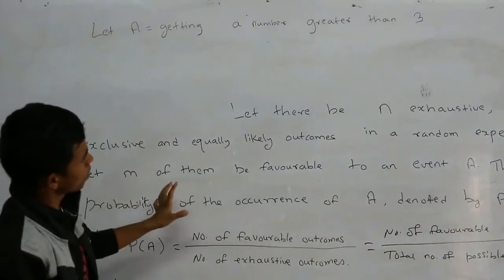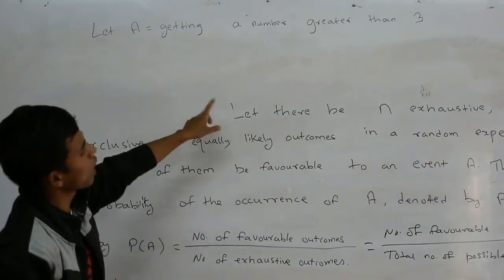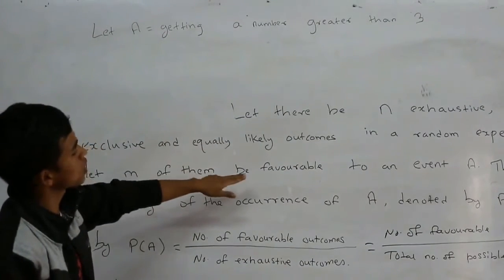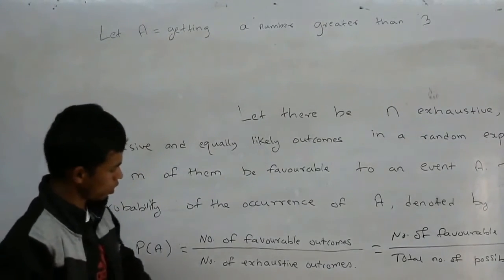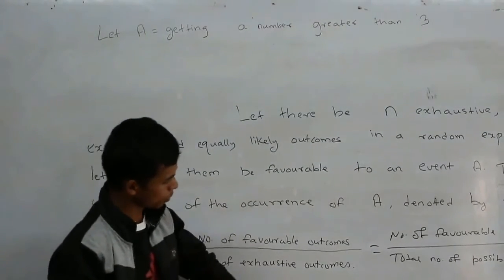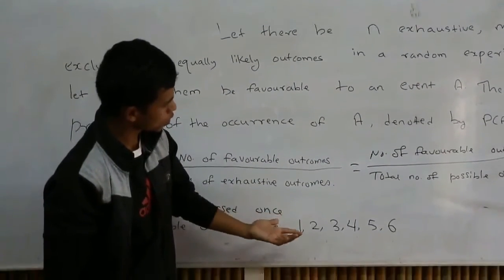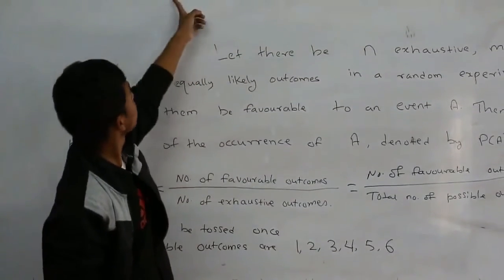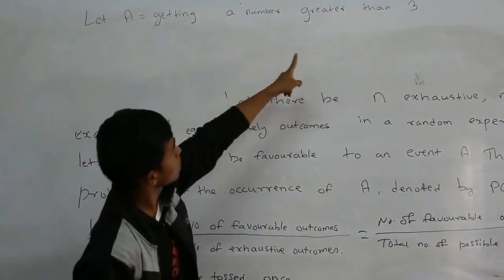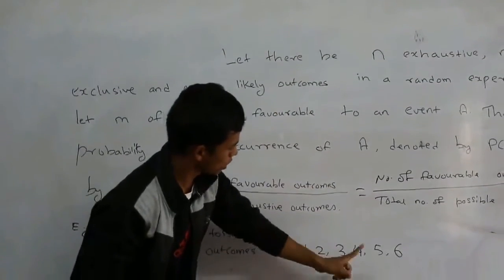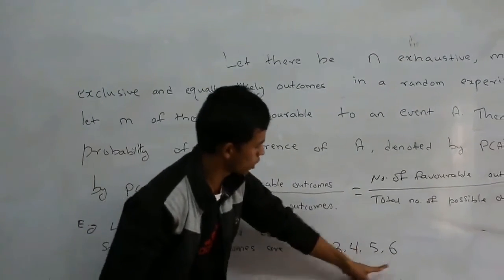The favorable events to event A are those events which satisfy event A. So in this case, these are all possible outcomes. From here, what are the outcomes that will satisfy the definition of event A? Here A is the event of getting a number greater than 3, so it will be either 4, 5 or 6. These are all favorable to the event A, right?